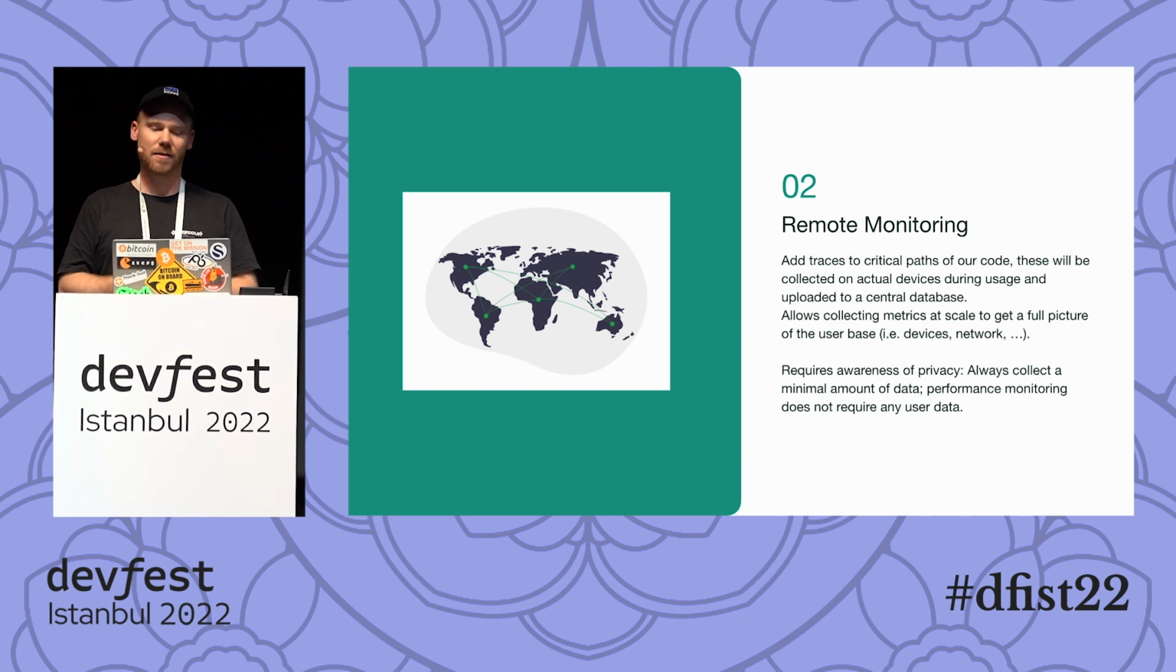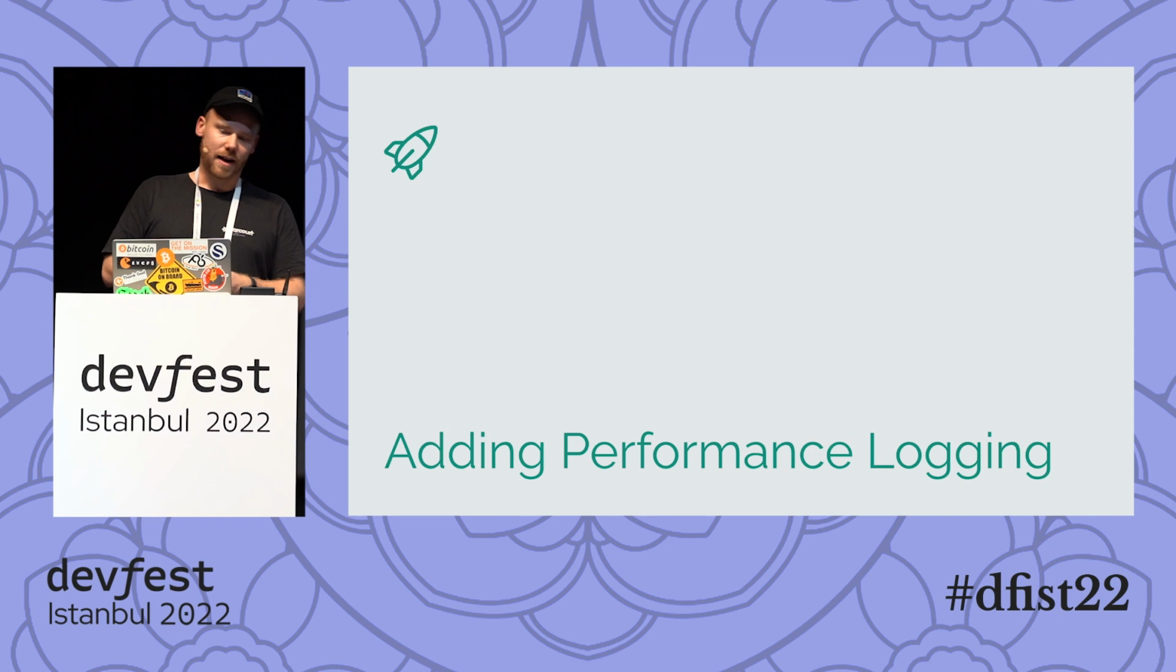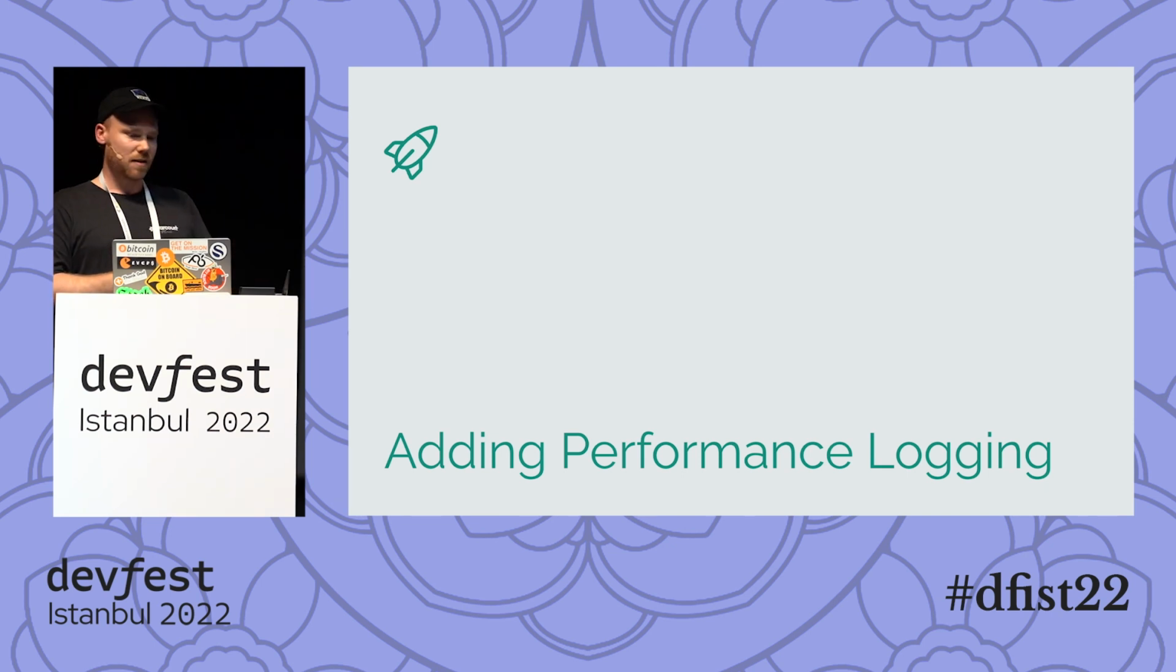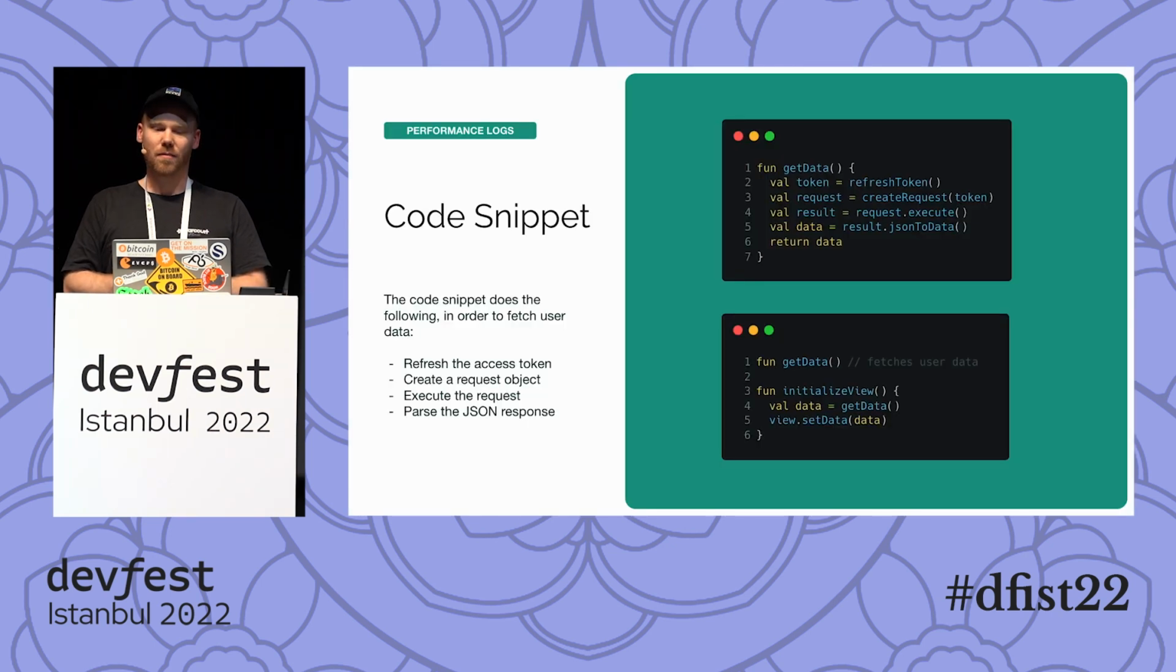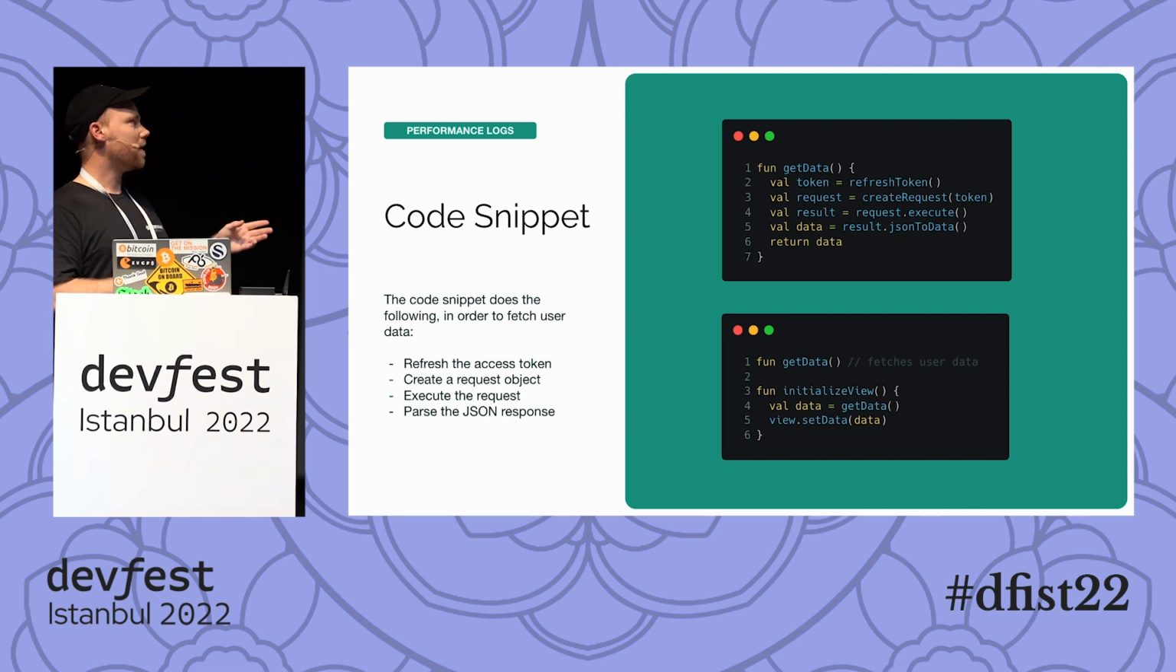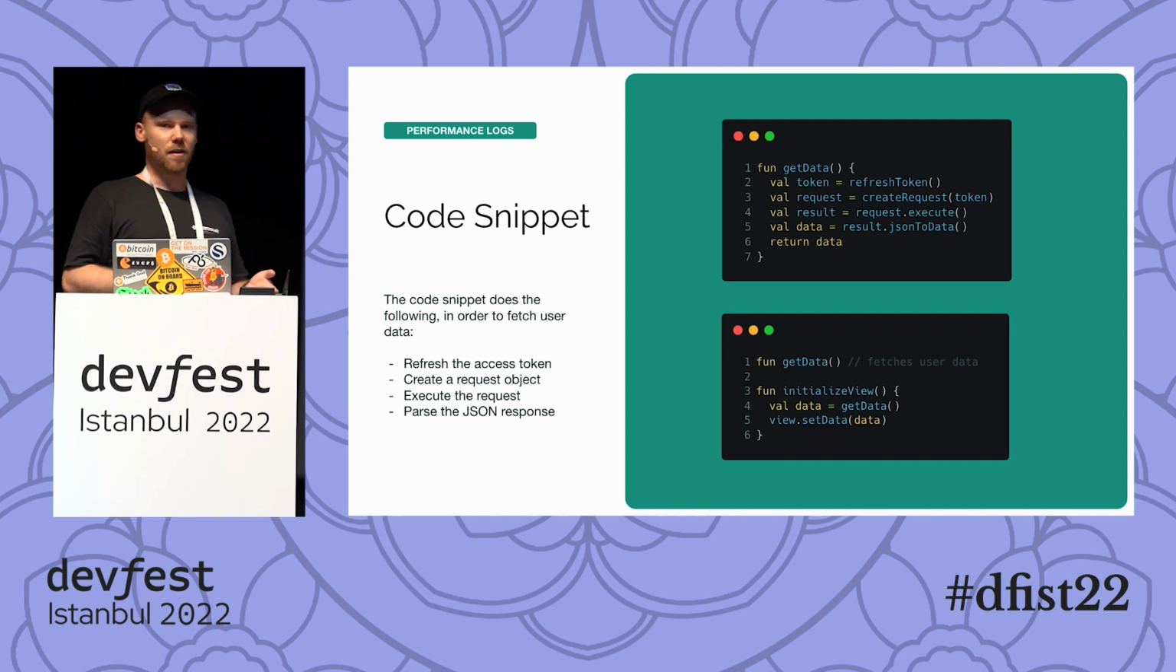So that's important once we deal with actual users. Okay, the next part is adding performance logging. So I've added a bunch of examples. There's two code snippets here. The first one defines a function, get data. It executes a sequence of other functions and returns data.